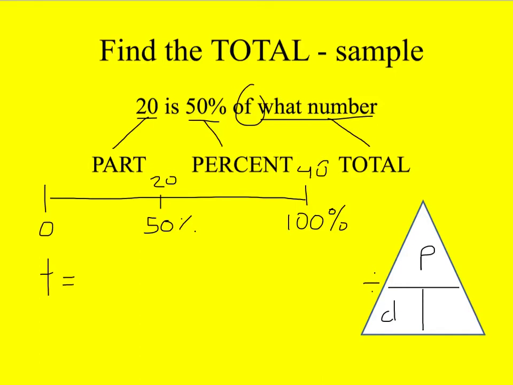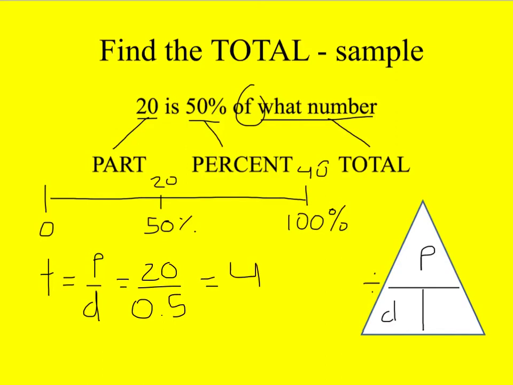Total, looking over at my triangle, part divided by decimal, part over decimal. I'm just going to move horizontally for this one because I don't have room. The part was 20. My decimal was 0.5. 20 divided by 0.5, in your calculator, you get 40. So 20 is 50% of 40.